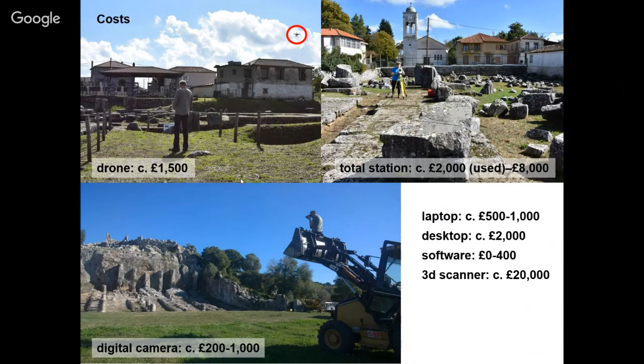A couple of years ago, I bought a 3D scanner for the institute, and that was about 20,000 at the time. And the minimum cost is zero. So if you work with freeware and you have your laptop, which is hopefully half decent, you can actually do very good object documentation, at least, with 50 photos with the freeware packages out there.